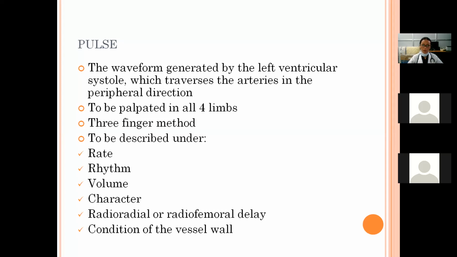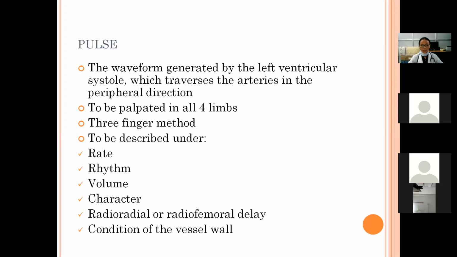And the radiofemoral delay also. Normally, the radial artery and the femoral artery pulsate at the same time. So there will not be a radiofemoral delay in a normal child. If there is a delay, then you have to see that by palpating the radial and the femoral artery at the same time. There might be a delay in the femoral artery in a child who is a case of coarctation of aorta.